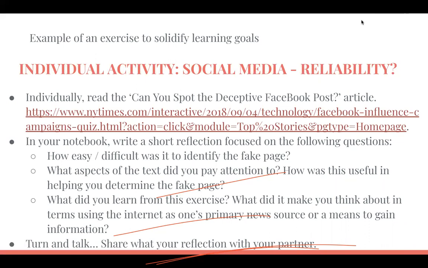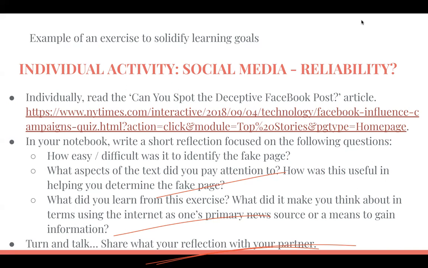So, an example of an exercise to solidify learning goals: individual activities, social media, and reliability. Now, towards the end of a unit, this unit was about advertising and social media, you want students to be able to do it on their own without the help of their peers. So when I group or pair them together, I may be very conscious about who I put together so that they can either teach each other or work things out together. I already know how my students work together and who works well with whom.